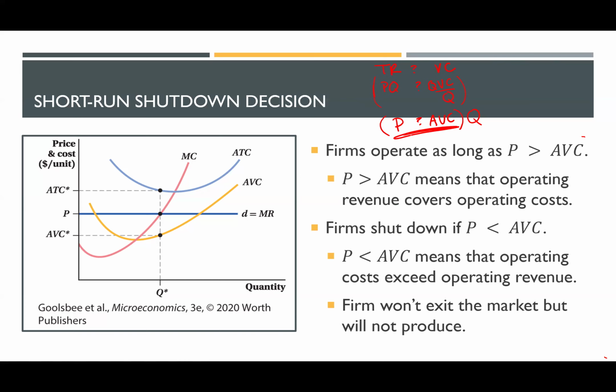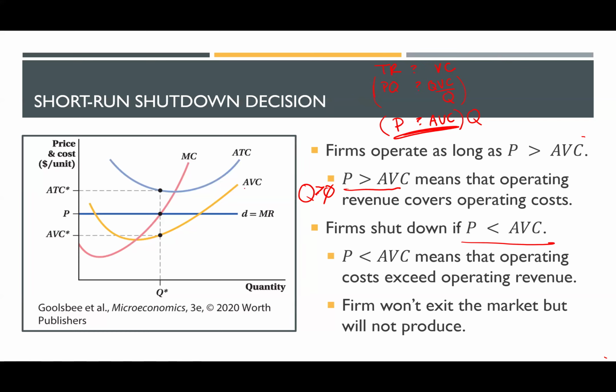So in this case, if price exceeds average variable costs, that means the firm should continue to operate, right? It can cover its cost of producing. Output should be greater than 0. If price is less than average variable cost, then it needs to shut down, right? It means that it's going to take on more cost by operating that won't be covered by the revenue it earns. So shutting down again means that the firm is still in the market, it's just not producing anything. Okay, so let's look at this graphically.